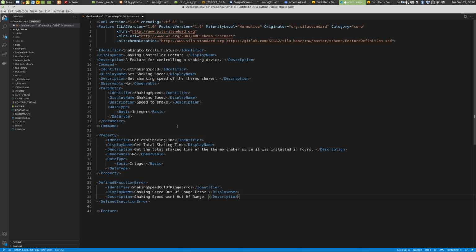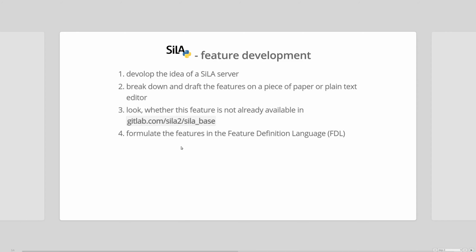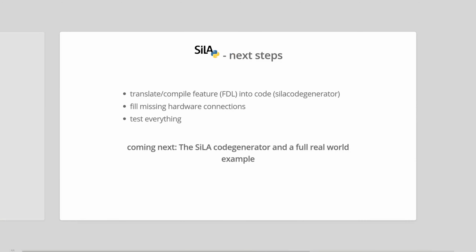Okay, so this feature here. So just save that, and then the next steps will be explained in the next tutorial about how to process this feature definition language file. So what are the next steps now?